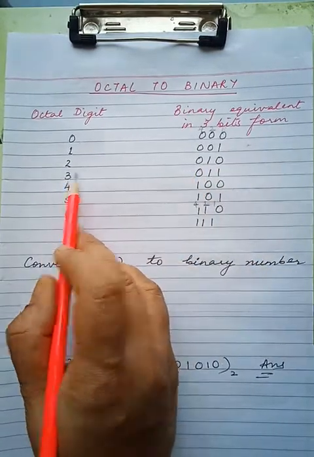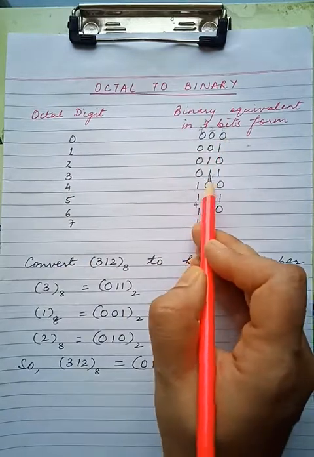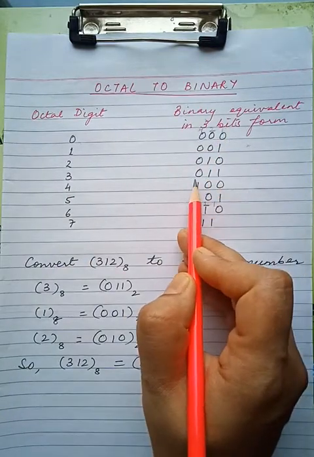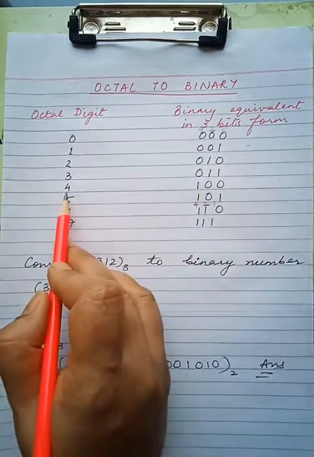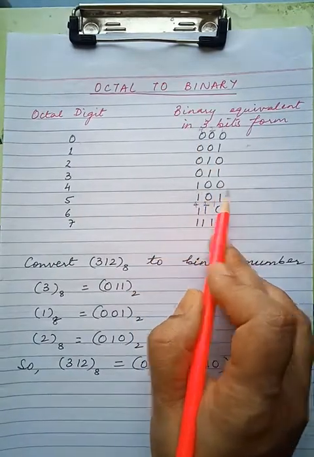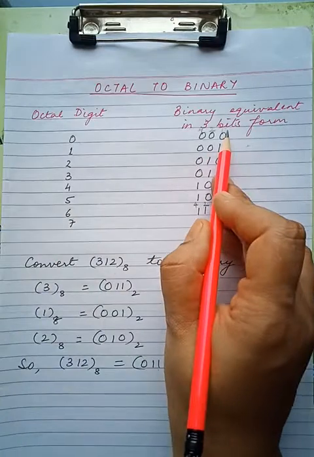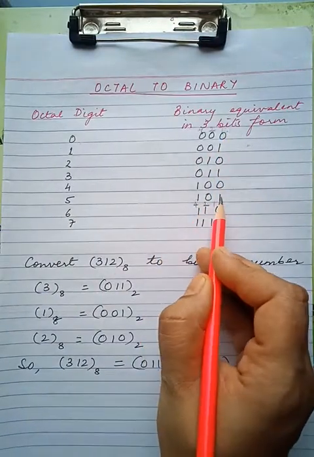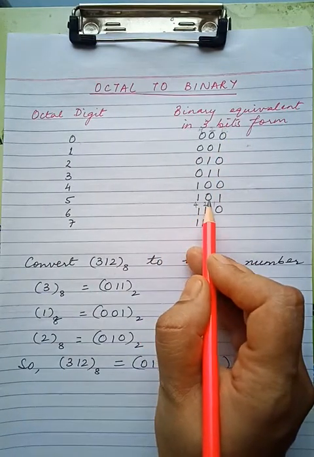For 3, 3 is the sum of 2 plus 1. So underneath 2 and 1 I have to write 1, rest will be 0. 4 means underneath 4 I will be writing 1, rest will be 0. For 5 it is the sum of 4 and 1. So here and here we have to write 1 and in the middle it has to be 0.